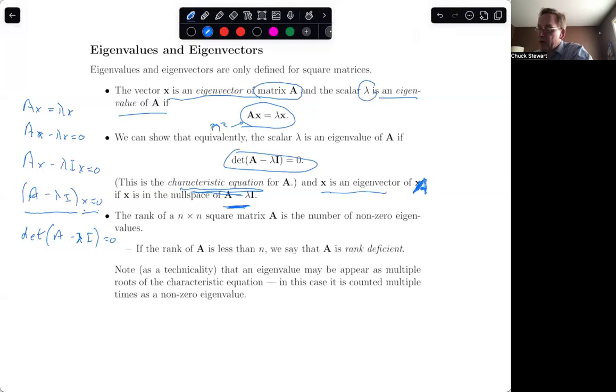And then we talk about the rank of an n by n square matrix as the number of non-zero eigenvalues. And if the rank is less than n, it is rank deficient and singular.